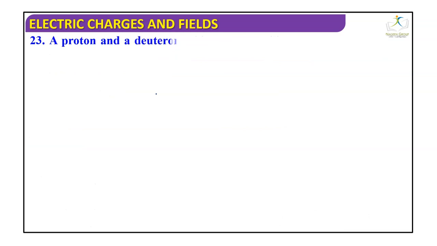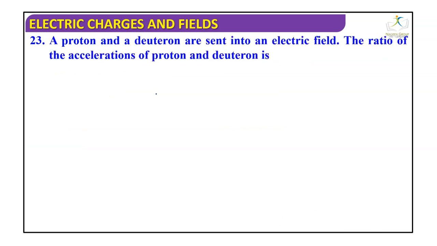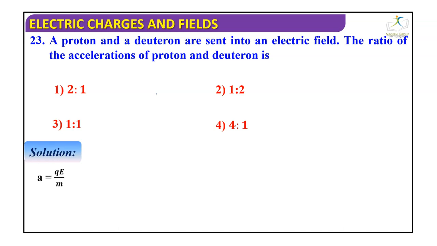Next question, we have a proton and a deuteron sent into an electric field. The ratio of acceleration of proton and deuteron is. We have the options 2:1, 1:2, 1:1 and 4:1. The solution: we have a is equal to QE by m. See how this solution came.